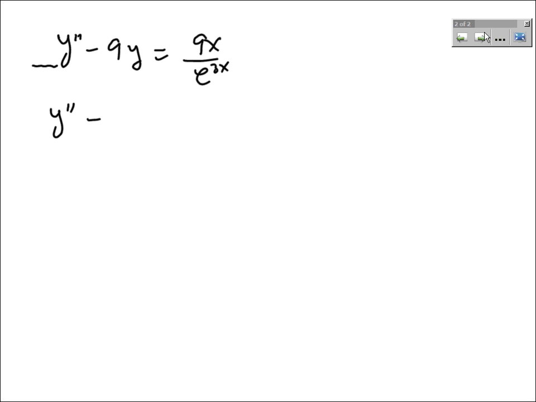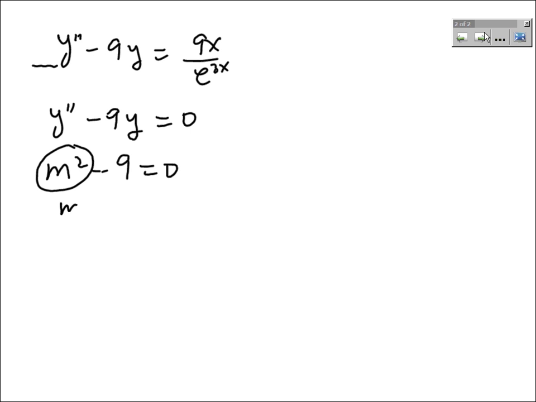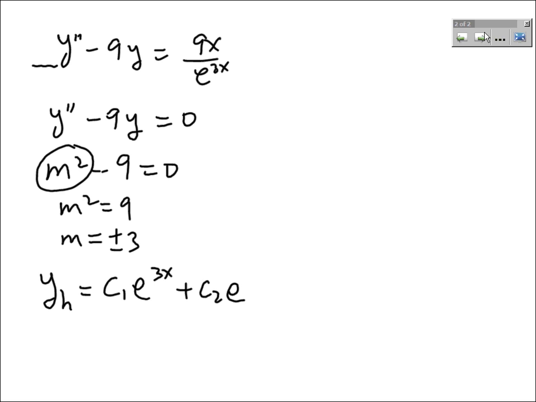So we have y double prime minus 9y is 0. That is m squared minus 9 is 0. So m squared is 9, and m is plus or minus 3. So y homogeneous is c1 e to the plus 3x plus c2 e to the negative 3x. And that's our y1, and that's our y2.